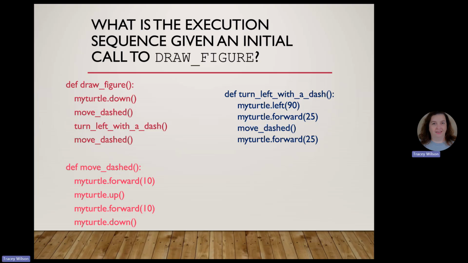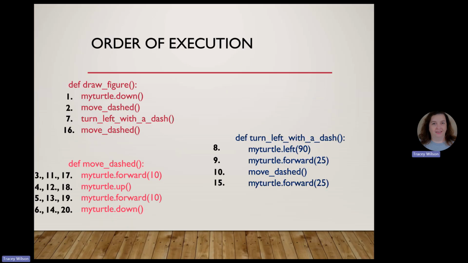So the order of operation would look something like this. Draw figure is going to call the turtle.down function, put the pen down. Then it's going to move dashed. Oh, move dashed is a function that I wrote, so it's going to go find it, and it's going to do all 4 lines of that code. And then it's going to go back up here because it's finished.